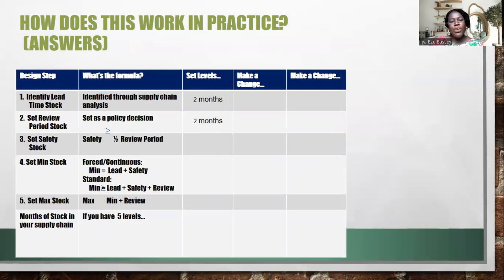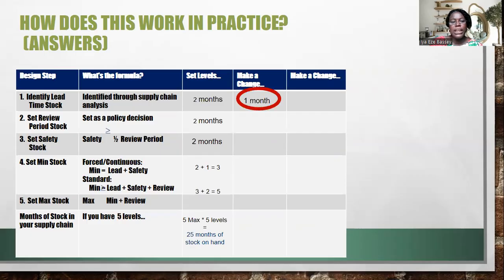For instance, if you have 2 months as a lead time stock, 2 months as review period, 2 months as safety stock, you have a minimum of 3 months, a maximum of 5 months, and you have 5 maximum stock levels at 5 different levels, it gives you 25 months of stock on hand. That is too long. That is more than 2 years. So we want to make a change.